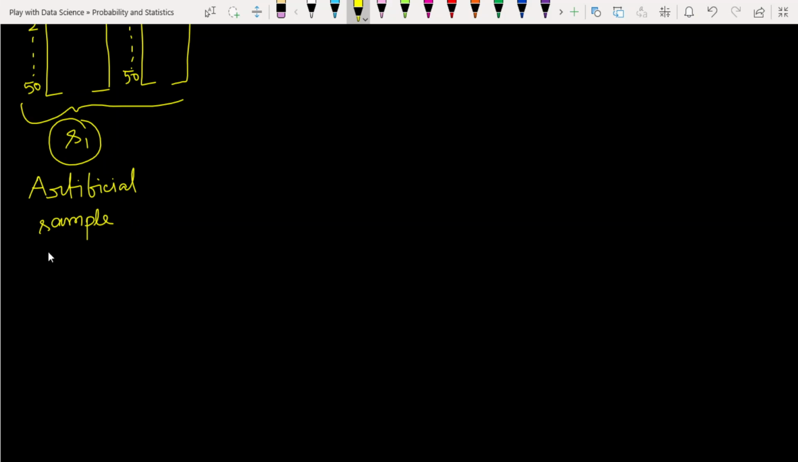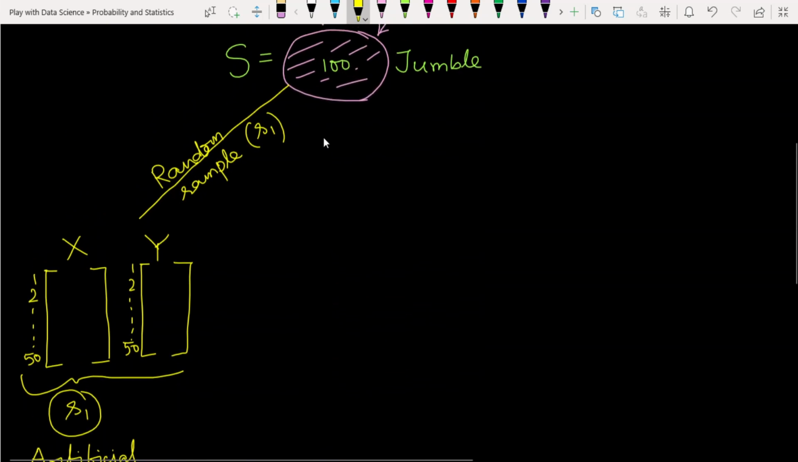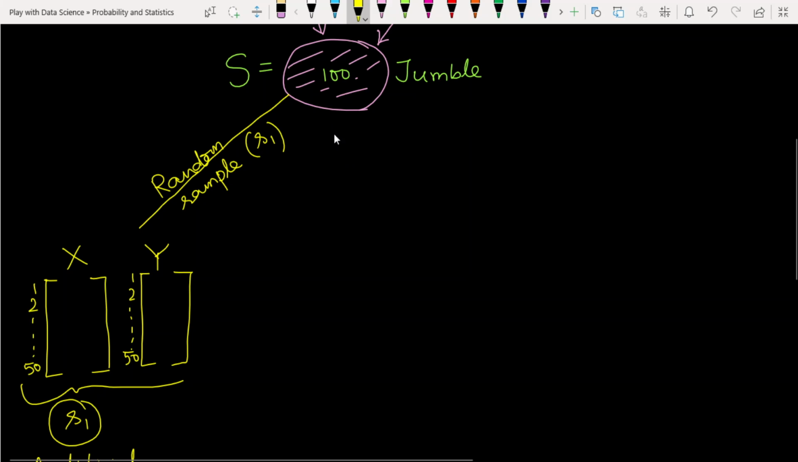Artificial sample that is created from S. Okay. Now the same job, we will repeat the same job again.